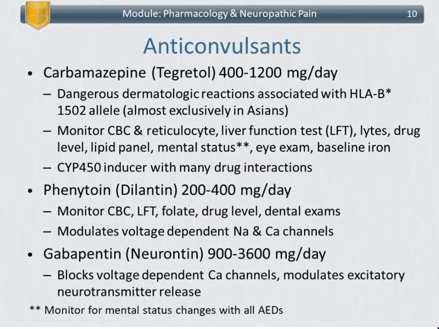Phenytoin, or Dilantin, can be used, again, not commonly used anymore. You do have to monitor drug levels, CBC levels, liver functions. You have to do dental exams. It seems to modulate the sodium and the calcium channels. Gabapentin is extensively used in the pain world. It seems to block voltage-dependent calcium channels and may modulate the release of excitatory neurotransmitters. With all anticonvulsant or epileptic drugs, you need to watch for mental status changes.